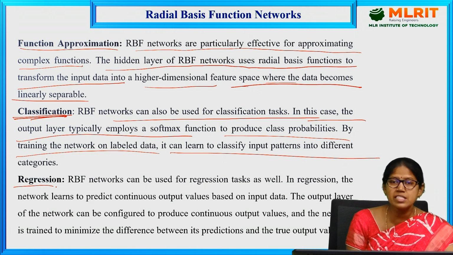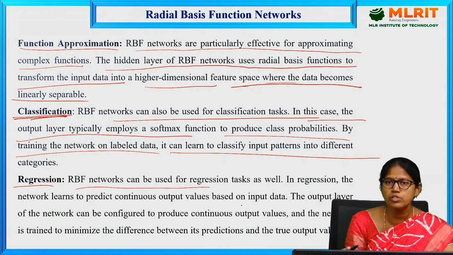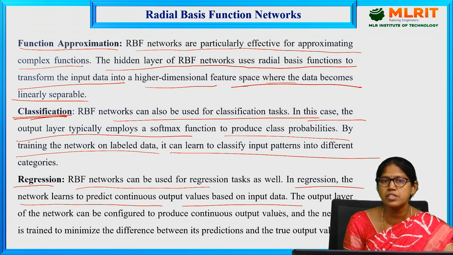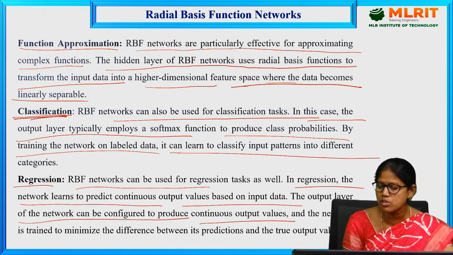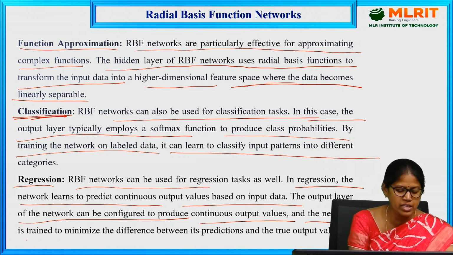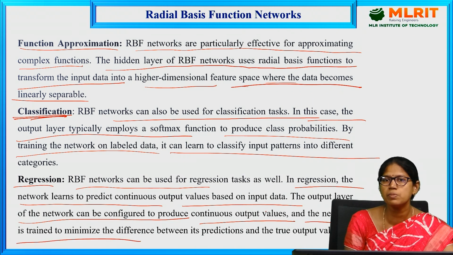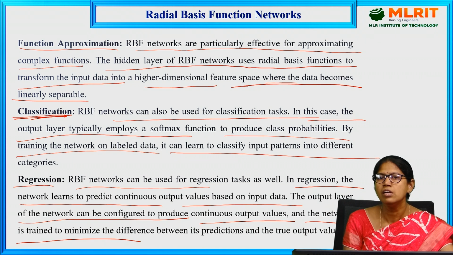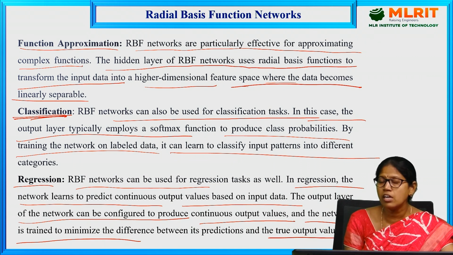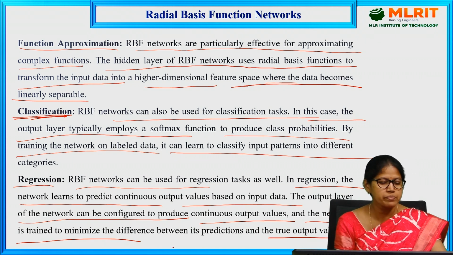The next one is regression. RBF networks can be used for regression tasks, which means continuous data. In regression, the network learns to predict continuous output values based on the input. The output layer of the network can be configured to produce continuous output values, and the network tries to minimize the difference between the prediction and the true output values.